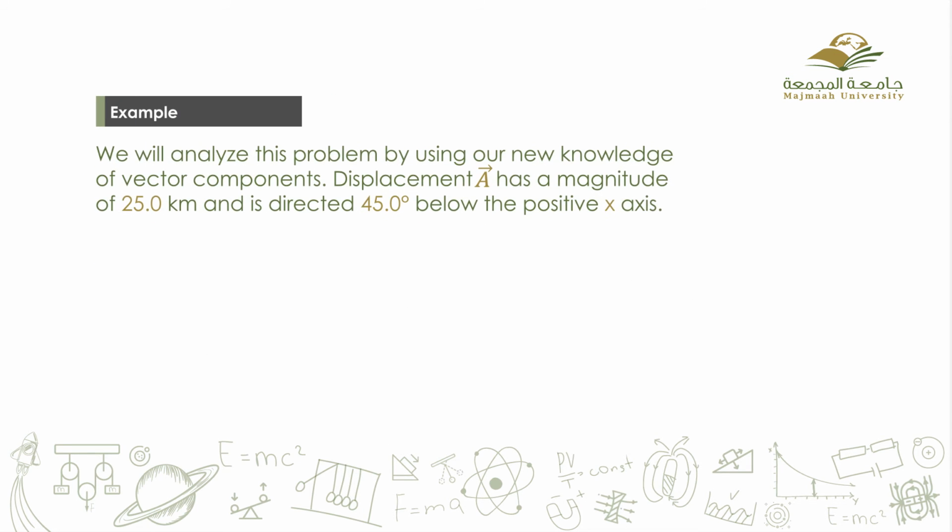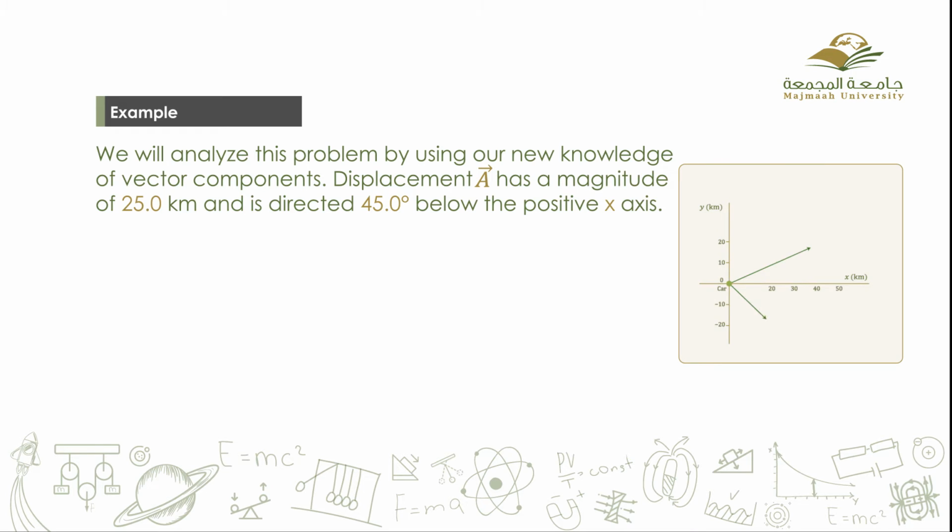Let's start to get the components of the first vector and analyze it as required. The first vector is vector A, which we will analyze. It has a magnitude of 25 and is directed 45 degrees below the positive X axis. So it will be analyzed in the positive axis of X and in the negative axis of Y, as shown in the figure.